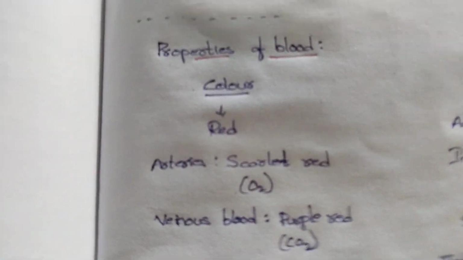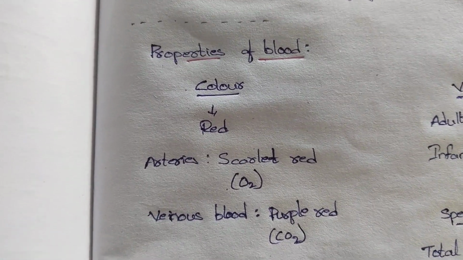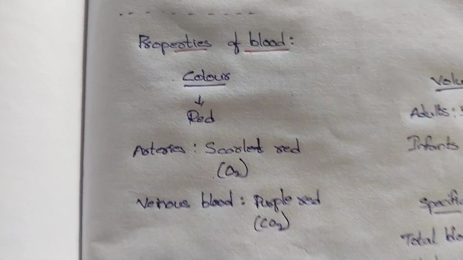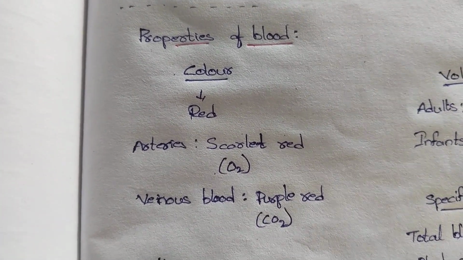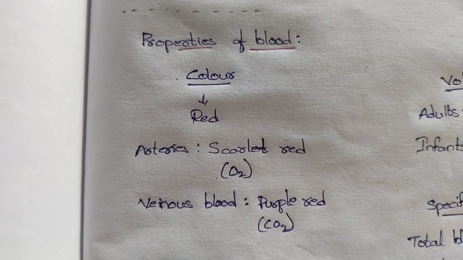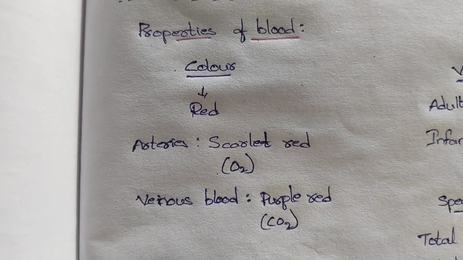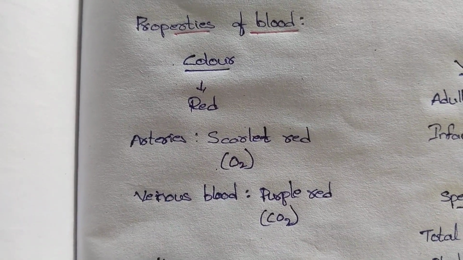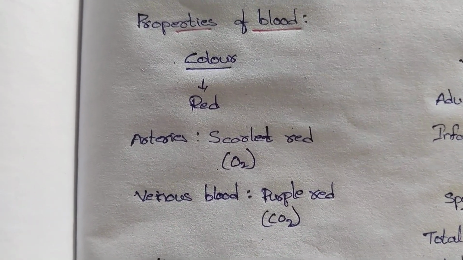Now we come to the properties of blood. First one is color. Blood is red in color, and blood is carried through arteries. It is scarlet red because from arteries it carries oxygen, and in venous blood it is purple red in color because it carries CO2.